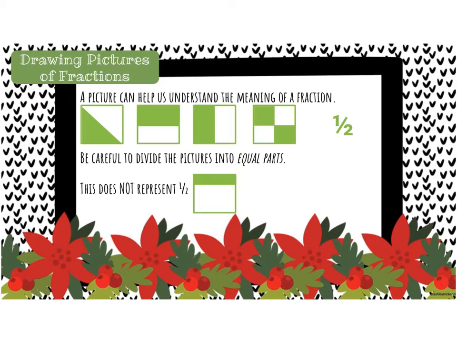Okay, the shape at the bottom right here does not represent 1/2. Can somebody raise your hand and explain why? What's wrong with it? It only has 1/4. Okay, he said it only has 1/4. If I were to split this up, that's about one. I didn't do a very good job, but that's only representing about 1/4 of the square. I would need to have a little bit more, just like this one up here.